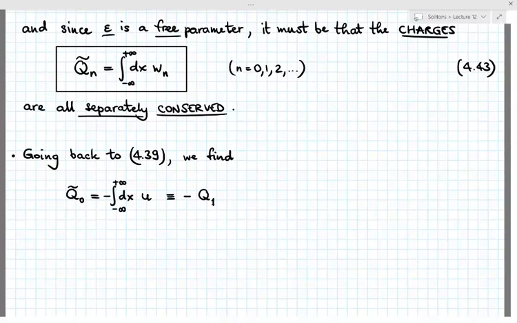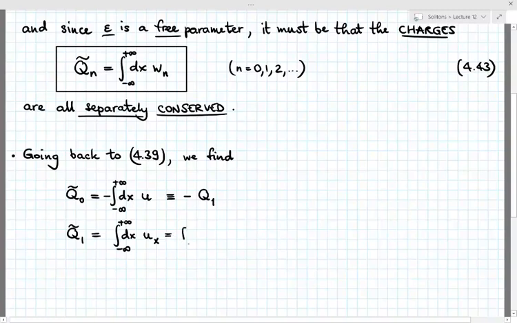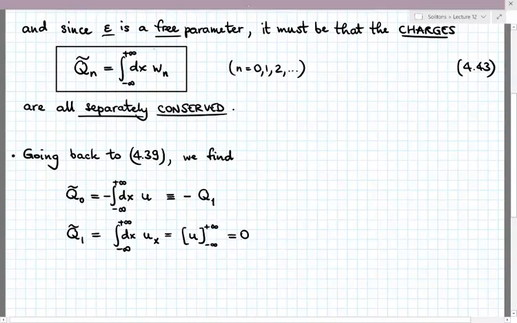Next, we can look at Q tilde 1. That's the integral over x of W1, but W1 was equal to Ux. So this is the integral of a total derivative. So we get the difference of the limiting values of U at plus and minus infinity. And since the boundary conditions impose that U tends to 0 at plus or minus infinity, this is equal to 0. The important point here is that the integrand was a total derivative.